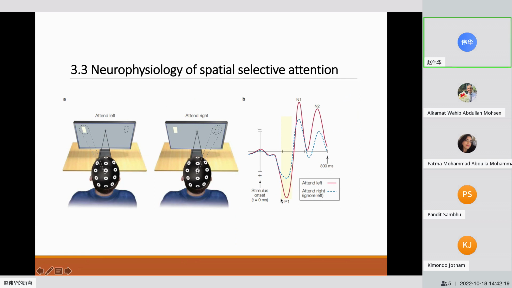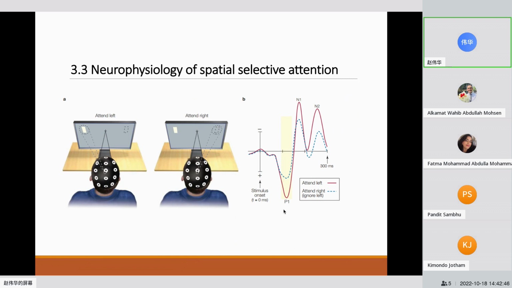So attended stimuli, the red line, red color, elicit the ERPs with greater amplitude of P1. So here, this one is larger than this one, so showed the greater amplitude of P1 component than do the unattended stimuli.